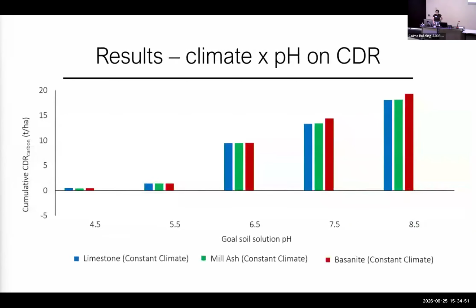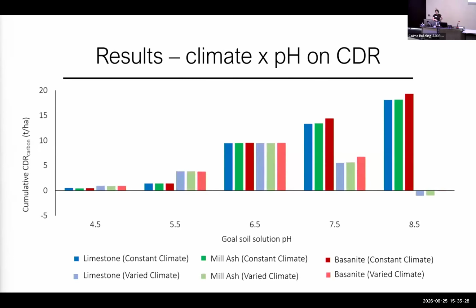And so this first result shows you the 3 different materials in our 3 different colors. Soil pH at the start of the experiment is across the x-axis, and our cumulative CDR in tonnes per hectare is on the y-axis. And that's the cumulative CDR after all of the material has effectively weathered. And so in this unrealistic constant climate scenario, we see CDR just increase linearly with pH.